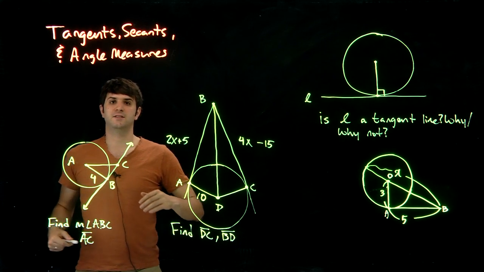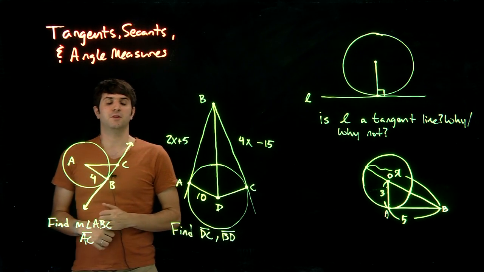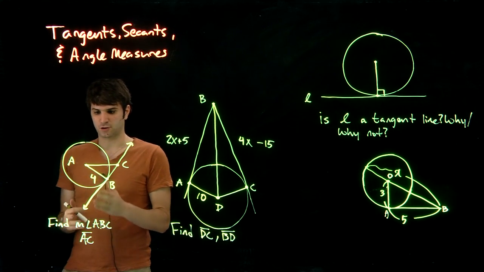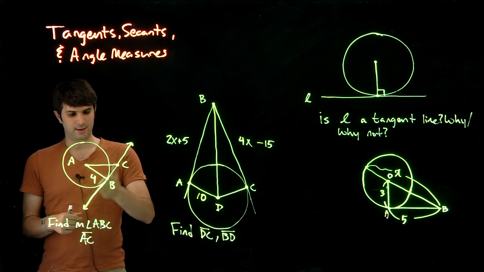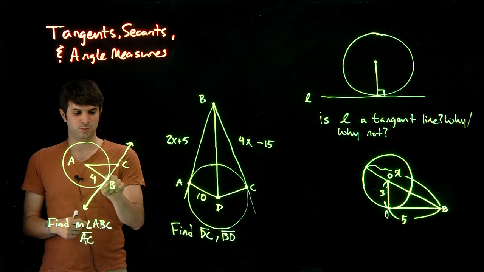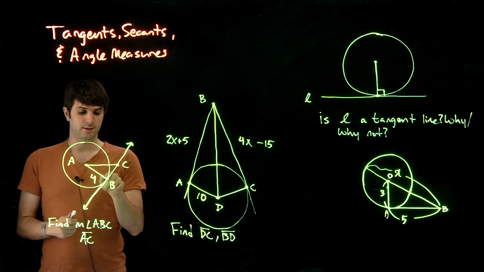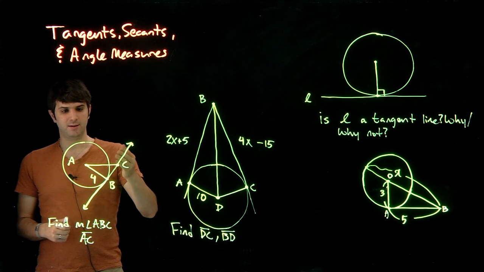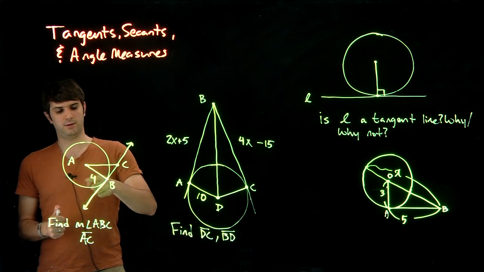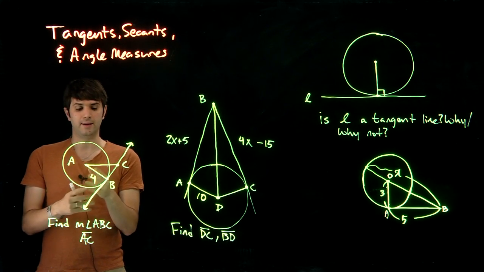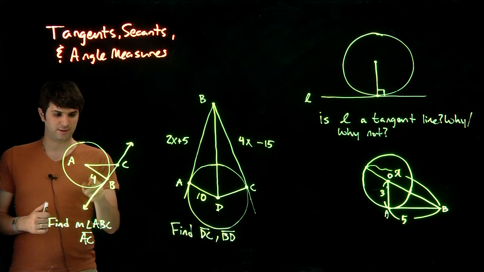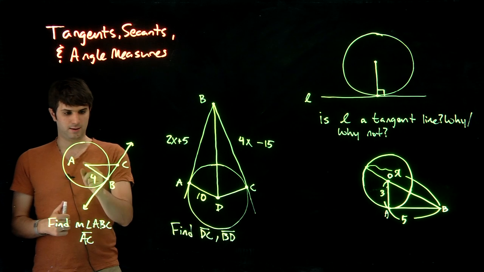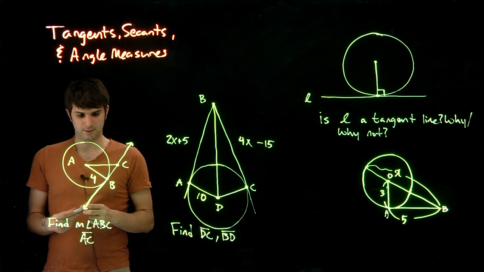Okay guys, here we're going to apply some of the tangent line theorems that we learned in the last video. So let's start out here. We have a circle A, we have a line, and we notice that this is tangent because there's only one point where line CB intersects the circle A. So this is tangent. We want to find this angle ABC and line segment AC.